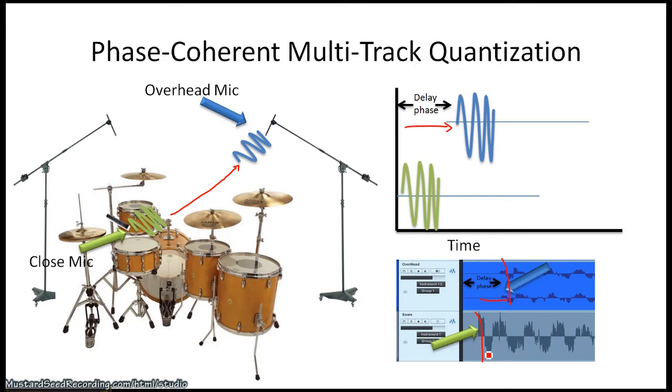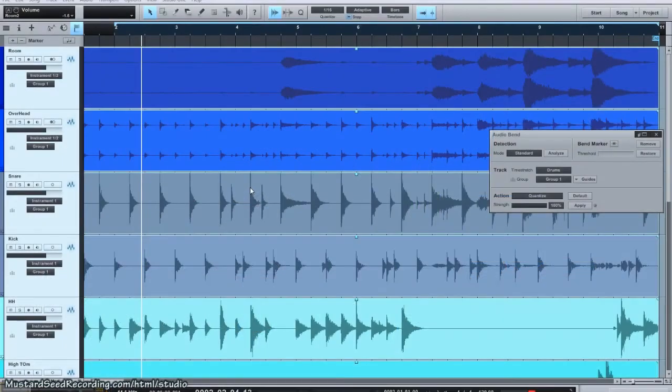By grouping the tracks together, Studio One automatically figures out and takes care of most of that for you and makes it real simple. Let's take a look at it. So here's a multi-track drum recording of the room, overheads, snares, kicks, hi-hats, toms, etc. I'll just let you listen to it here.